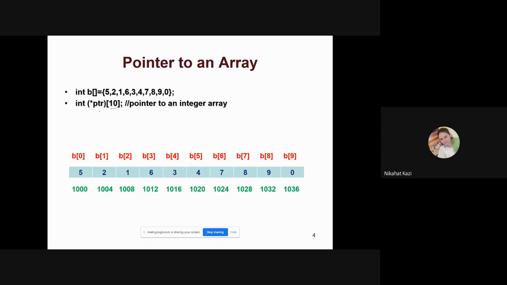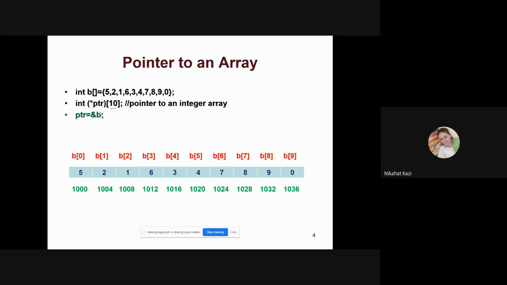This is a pointer to an array. So what do I mean by a pointer to an array? A pointer to a 1D array to be specific. This means that this pointer is pointing to the entire array. So the entire array B is considered as a whole, a single entity, and this pointer is pointing to the entire array.